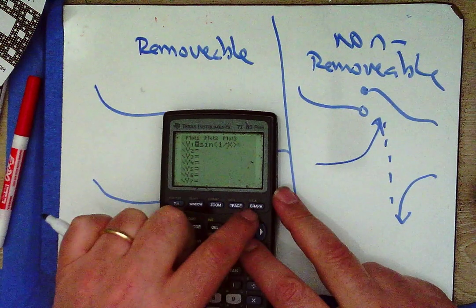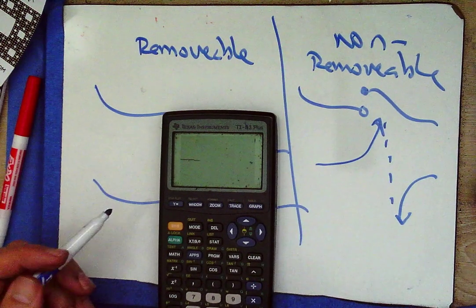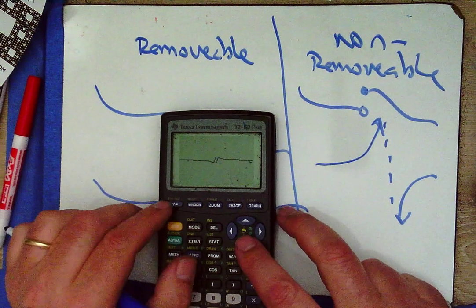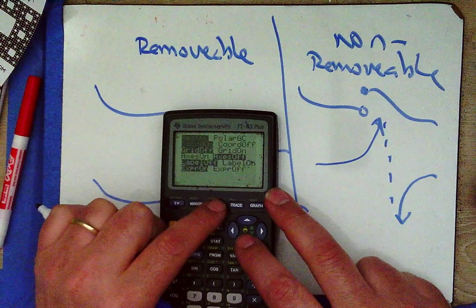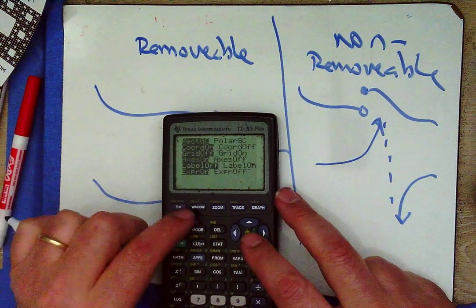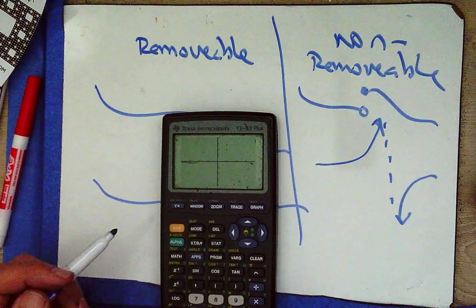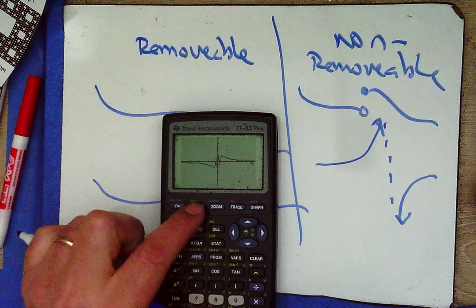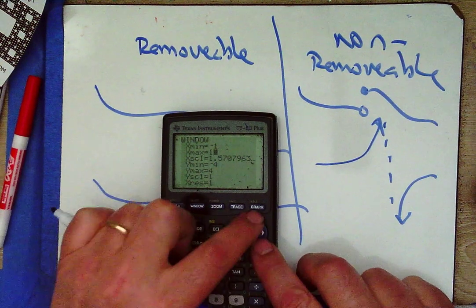Sine of 1 over x, I think works. Zoom 6. Did I do zoom 6? Or do I still have my axes turned on? Okay. Format, turn the axes on, and zoom, let's do trig. What's that all about? So let's zoom in there. Let's go -1 to 1.